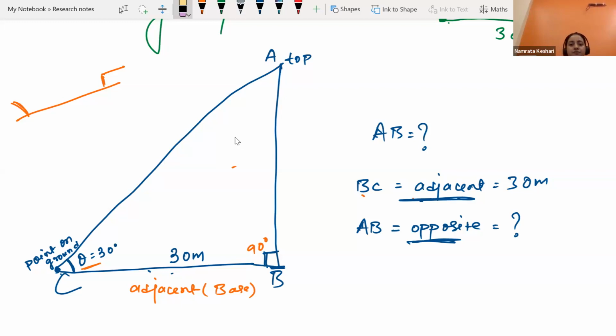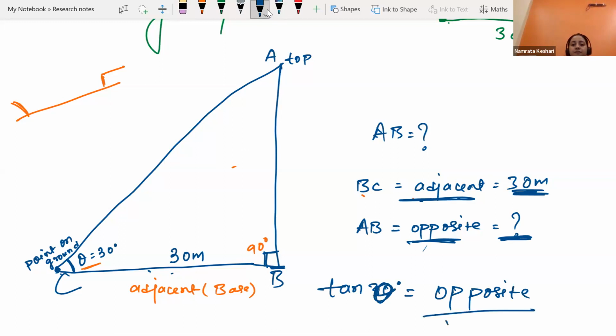So tan 30. Ma'am, I did not understand. Why are we taking tan 30? Because we have the adjacent side, that is 30 meter, and the opposite side we have to find. So we need a trigonometric ratio where we can use these two pieces of information. Let me write it. Tan theta's formula is opposite over adjacent. So here, what do we have in hand? This is the given part. PC is the given and AP is the finding part.